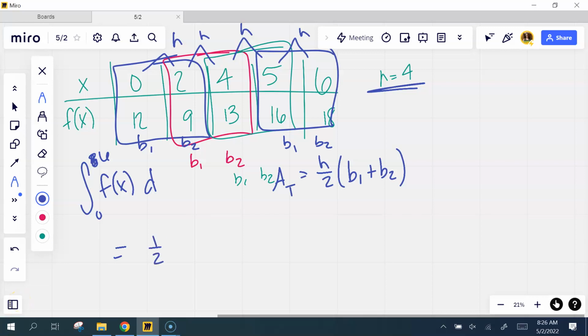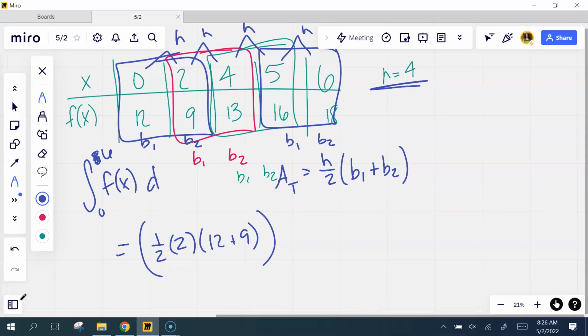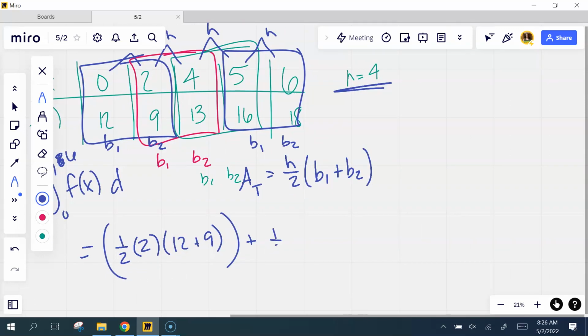up. 1/2. Height here is 2, right? From 0 to 2 is 2. And then I've got base 1 plus base 2. There's the area of one trapezoid. Plus 1/2. This is 2 again. There you go.